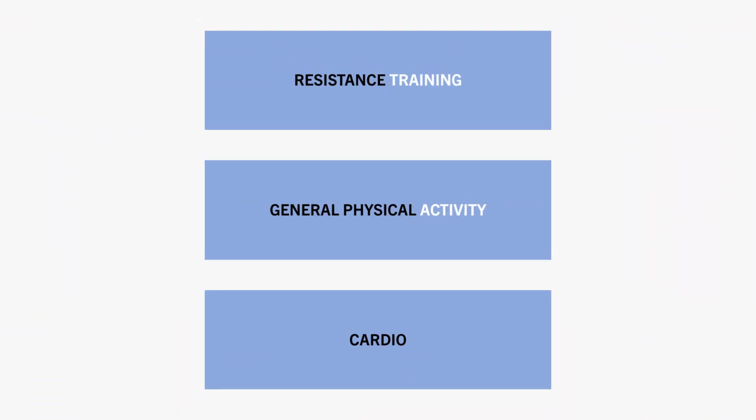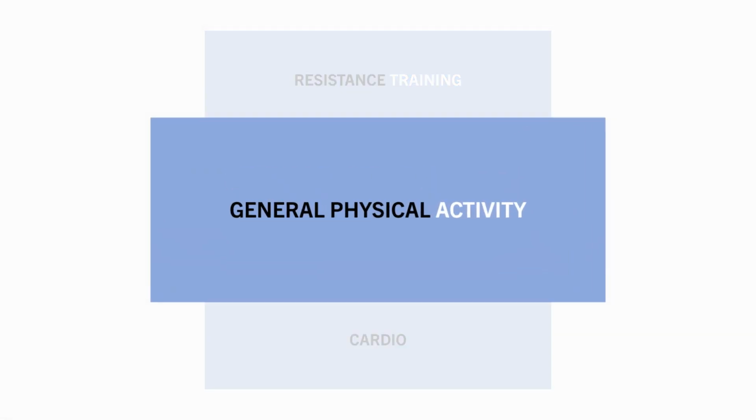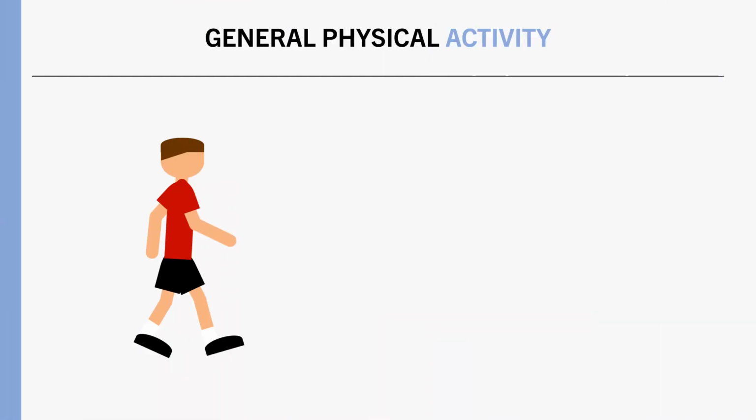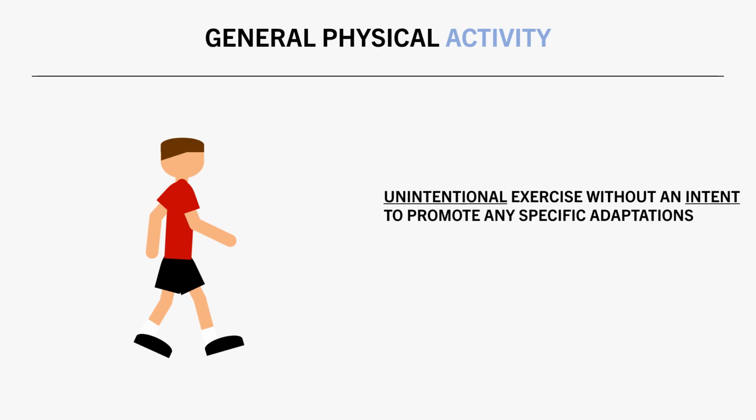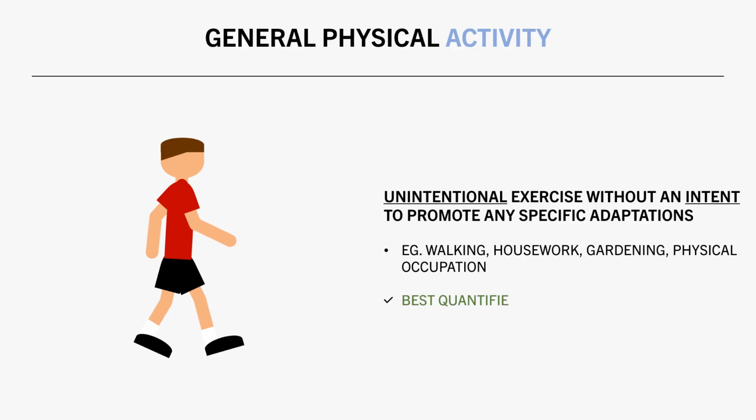Moving on from resistance training, the next form of exercise we will cover is general physical activity. This isn't really a well-defined term, but it can generally be described as unintentional exercise or leisurely exercise without the intent to induce any specific adaptations. This might include going for a walk, doing housework, gardening, or movement as part of your occupation. While it doesn't cover all forms of movement, the best way to quantify general physical activity is via your total daily step count as measured by a pedometer or other fitness device.